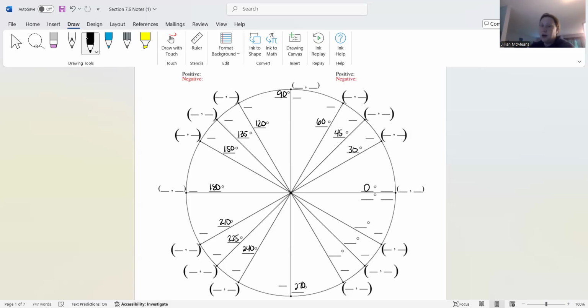Okay, and then one more time from negative y-axis to positive x-axis, we go 30, 15, 15, 30. So 270 plus 30 is 300. Plus 15 is 315. Plus 15 is 330. And then plus 30 takes me right back to where I started, which is one full revolution or 360 degrees.